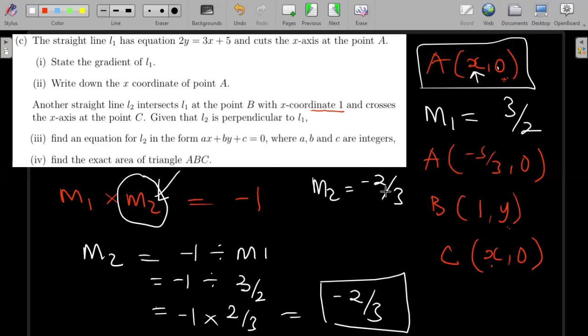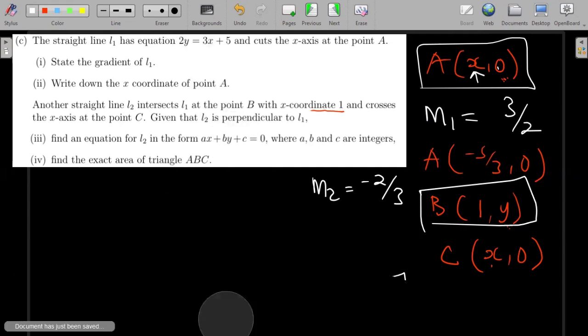Once we find the gradient of line 2, we can use a point to combine it with this gradient in order to find its equation. We were told that the two lines, line 1 and line 2, intersect at this point B. So since the two lines intersect at point B, we can substitute the x coordinate of the point B in line 1 to find the corresponding value of y. So let's erase this part.